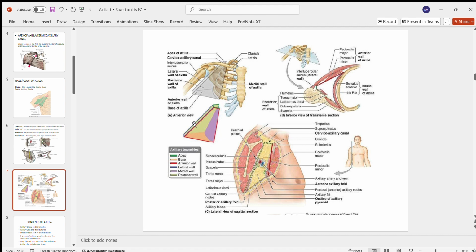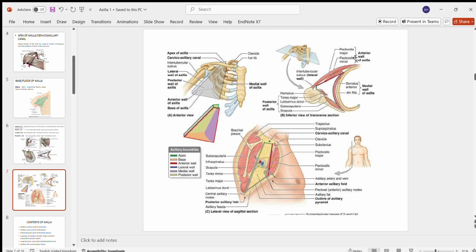The anterior wall, this red boundary marks the anterior wall. It has the pectoralis major muscle, pectoralis minor muscle, and the clavipectoral fascia intervening between them. And this yellowish posterior wall is formed by the subscapularis muscle, the teres minor muscle, and the latissimus dorsi.